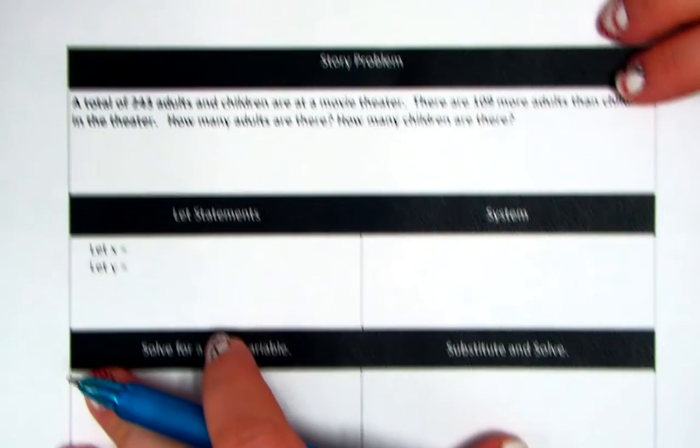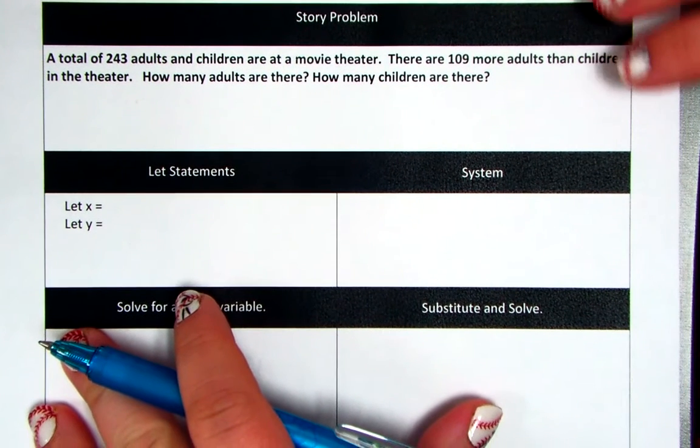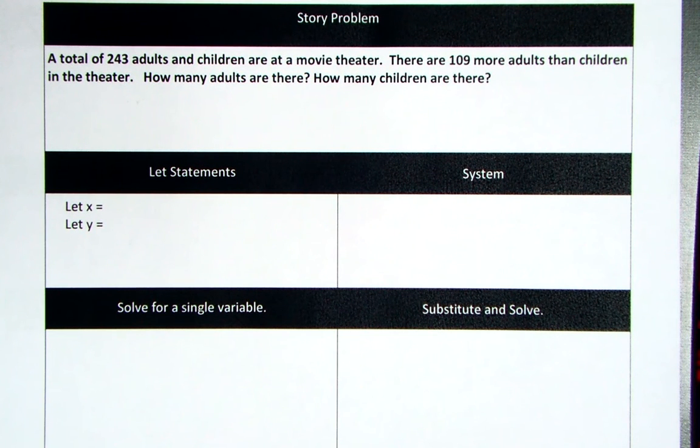Let's do one more word problem together. A total of 243 children and adults are at a movie theater. There are 109 more adults than children in the theater. How many adults are there? How many children are there?